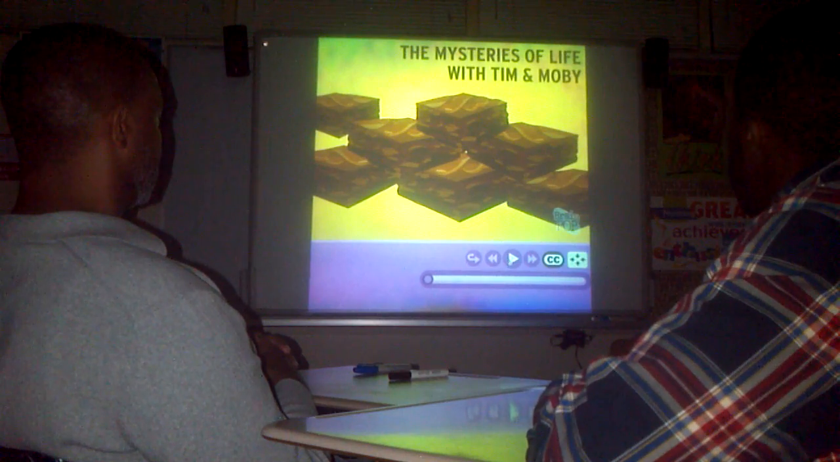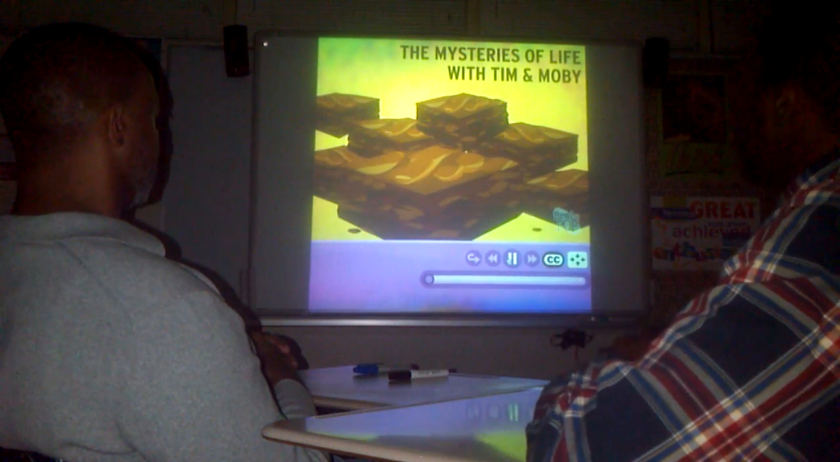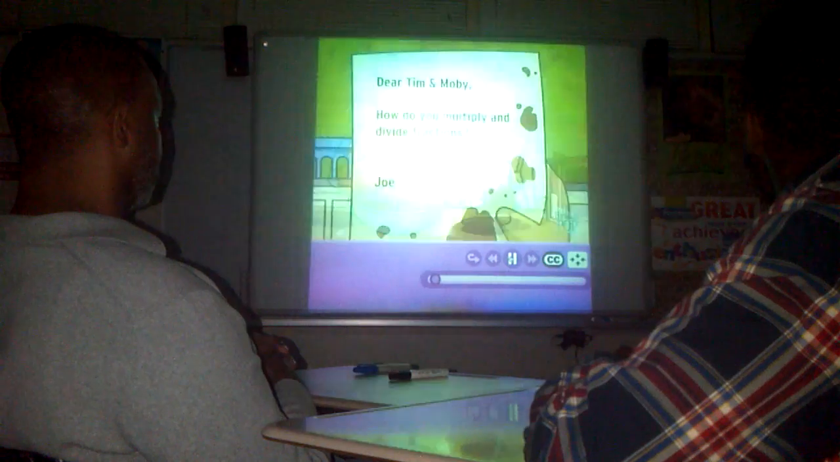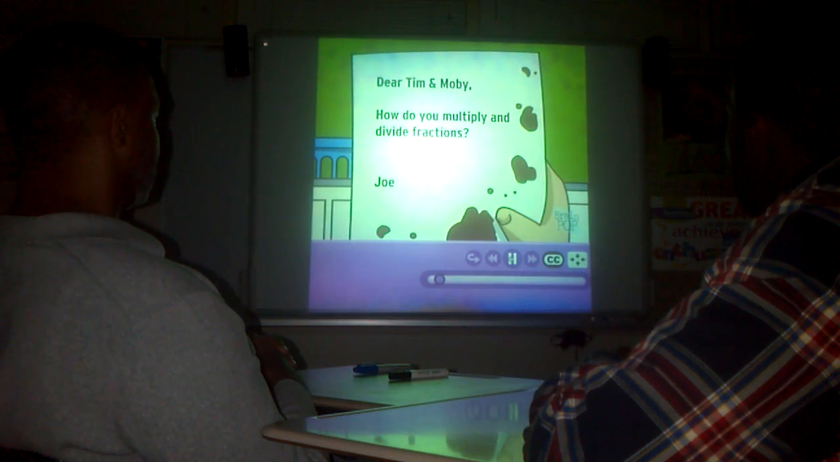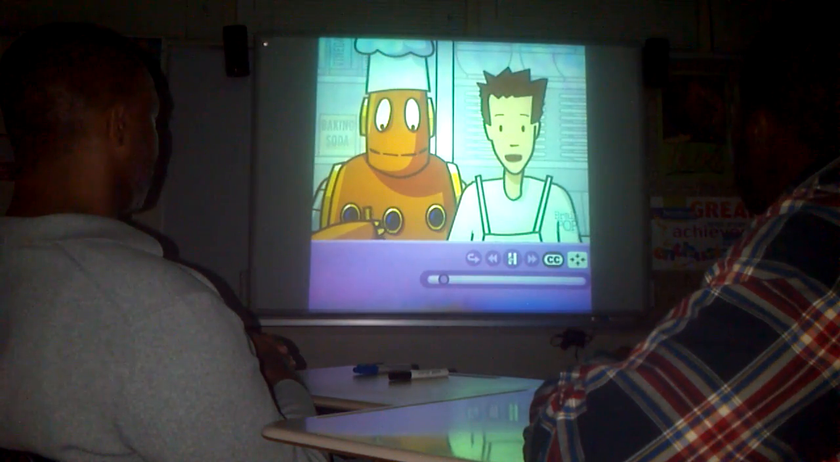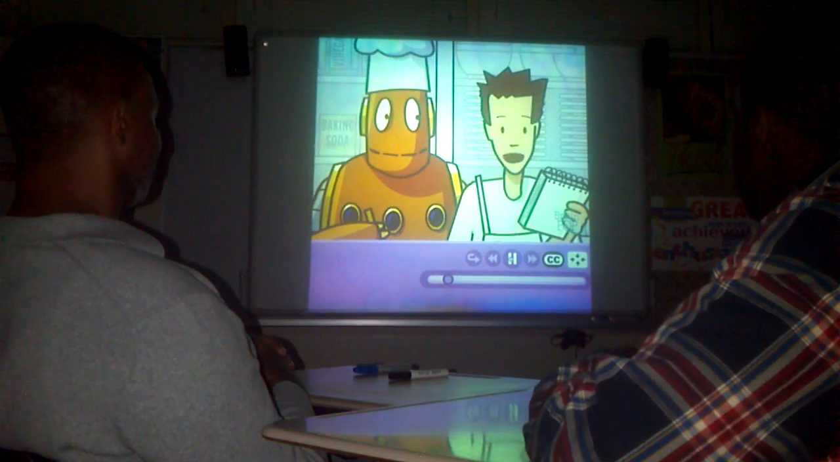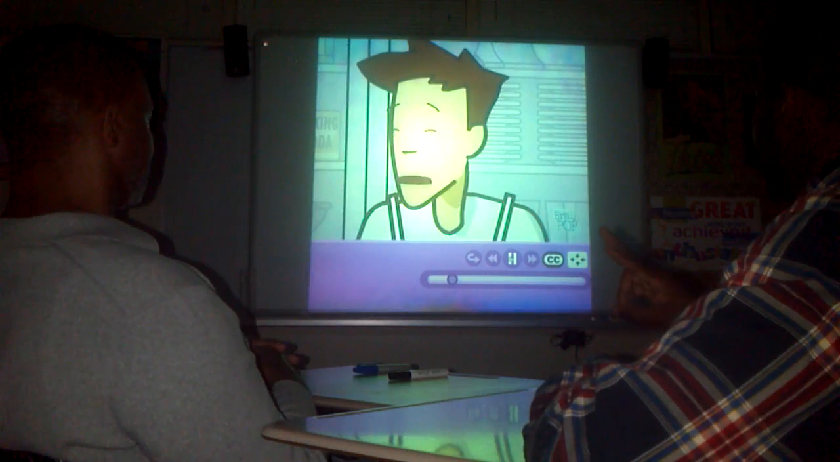Mysteries of life. Brownies. Ew, how'd that get in there? Dear Tim and Moby, how do you multiply and divide fractions? From Joe. You're in luck, Joe. We're going to have to multiply fractions to get through this brownie baking mess. Okay, we're baking for 40 people. Better not be as bad as it sounds.